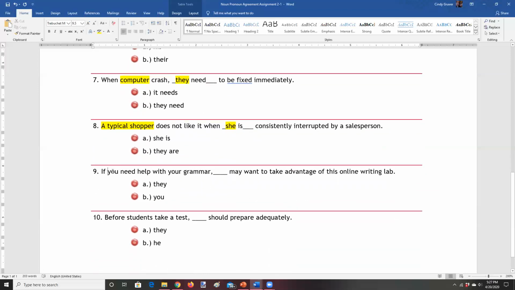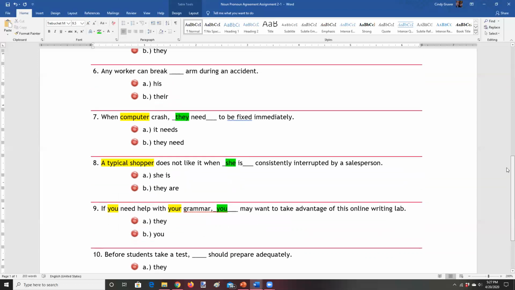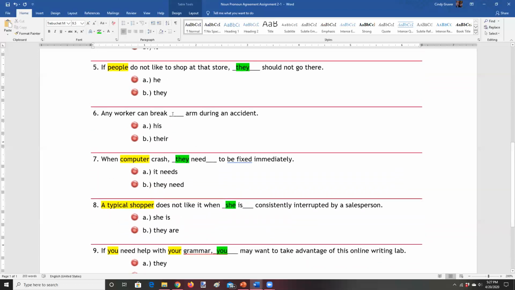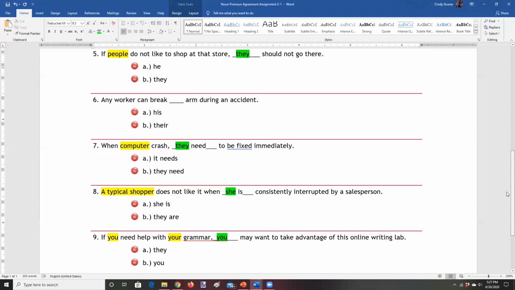Okay, if you need help with your grammar, that's our antecedent. And we aren't going to switch to third person when we're in second person. So we're going to say you need to take advantage of this online tutorial. Got the colors wrong up here. I apologize. Make sure I got the colors right. Oh, we haven't done that one yet.